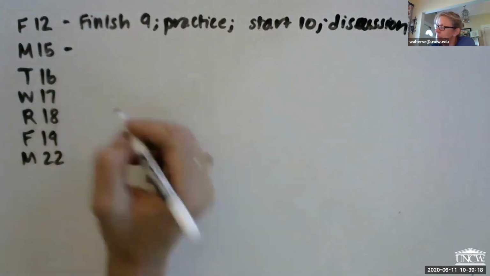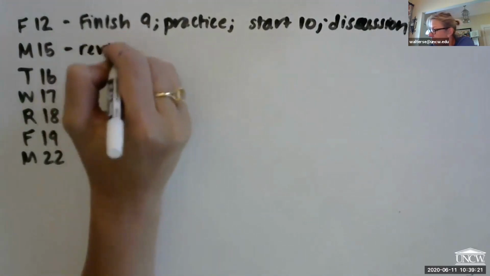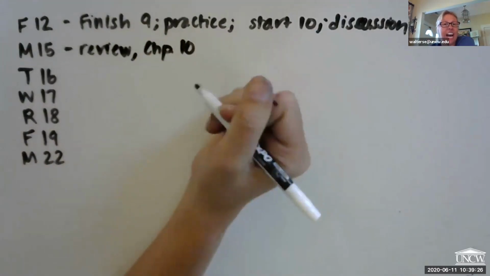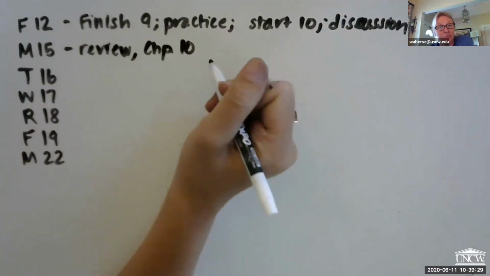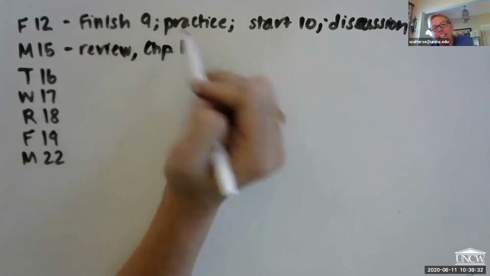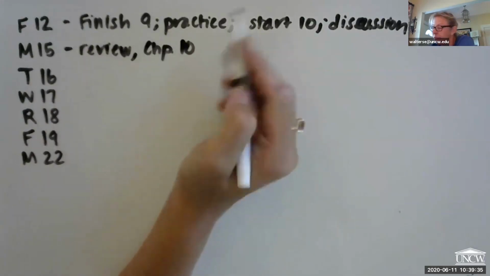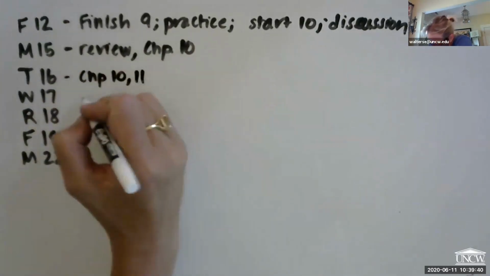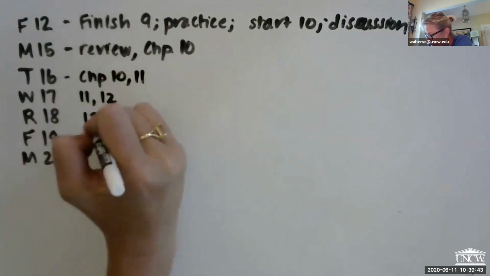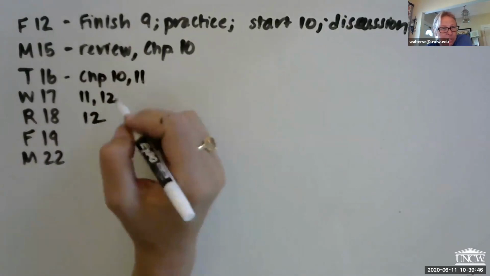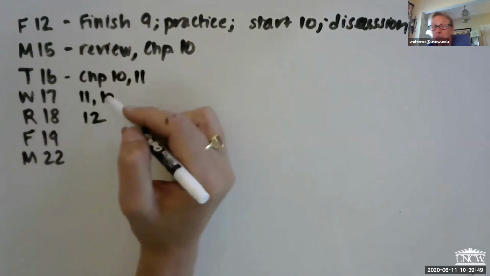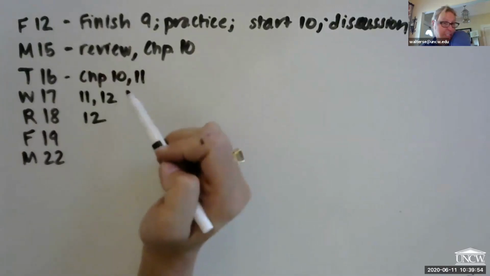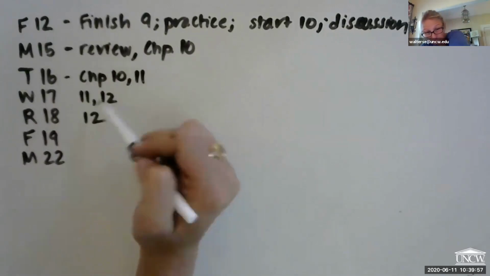Monday the 15th, we'll review for the exam and keep on working in chapter 10. Now, chapter 10 is reactions of alkynes. So we're going to do addition reactions to things with triple bonds. So the better you understand 9, the easier 10 will be. 16th, chapter 10 and 11. 17th, chapters 11 and 12. The 18th would be chapter 12. Chapter 12 is just really putting everything together. So after we finish 9, we really only have 2 chapters of new material before we get into the summary chapter.